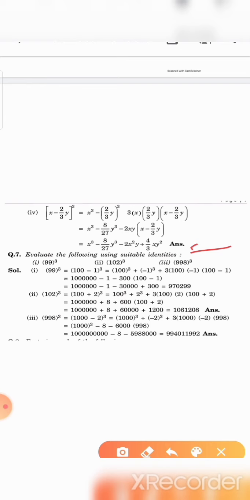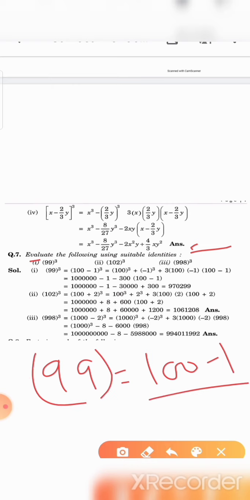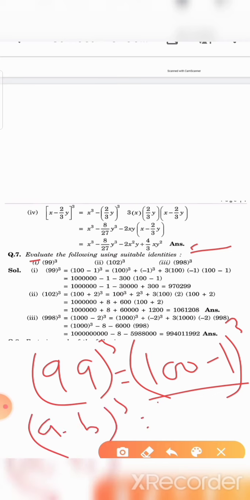So we start to solve the first question, and the first question is 99. 99 is nearest less of 100, so 100 minus 1 is 99. So here we have to find 99 whole cube. We split 99 as 100 minus 1, means 100 minus 1 whole cube, and it is the form of using identity number 7, a minus b whole cube. Comparing the term, we get a is equal to 100 and b is equal to 1. Substituting the expansion of identity number 7 RHS, we get this step.